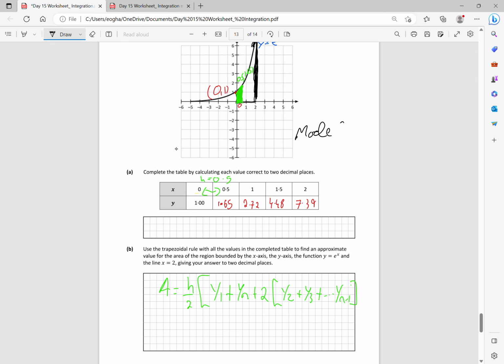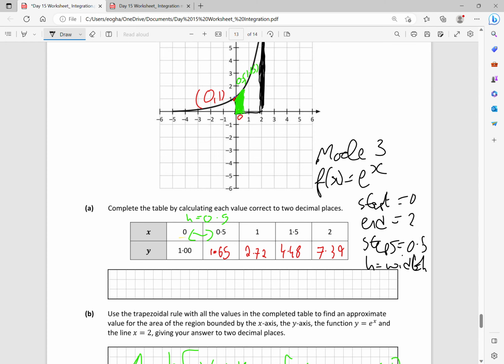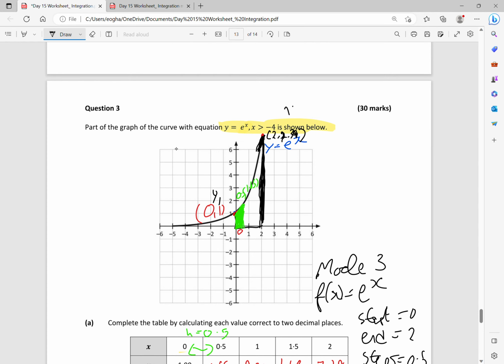So in this case, if you could use your Casio calculator, you could say mode 3 on your Casio, or menu 3 on the new Casio, mode 2 on the new Sharp, and you'd say f of x is equal to e to the power of x. You'd say start equals 0, end equals 2, and your steps would be 0.5. And your steps are the same thing as h, it's the width. Okay, it's the width. So in our case here, h is equal to 0.5.